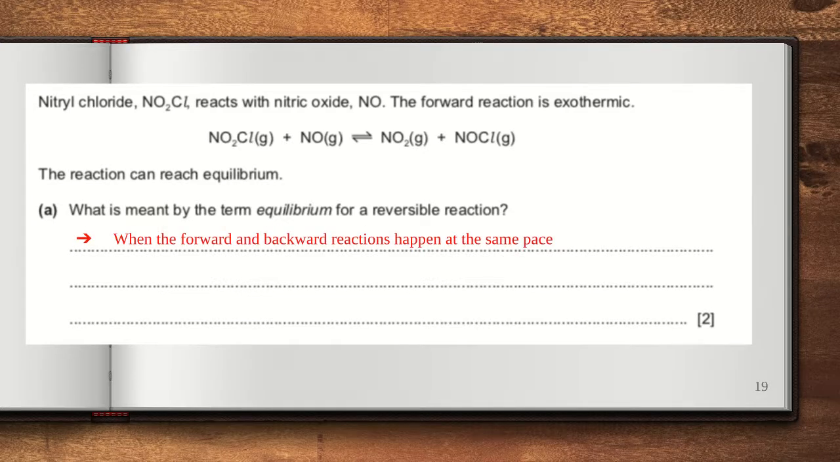Equilibrium is when the forward and backward reaction happens at the same pace or the same rate. It means that concentrations of both the products and the reactants do not increase. So you get the same amount of products and the same amount of reactants, the concentrations stay the same.